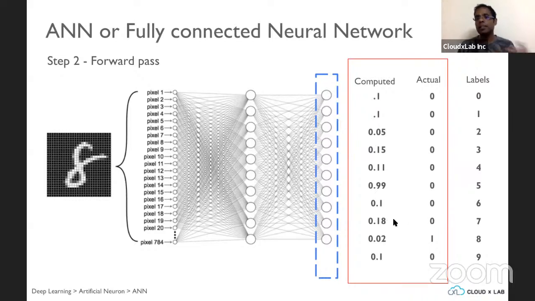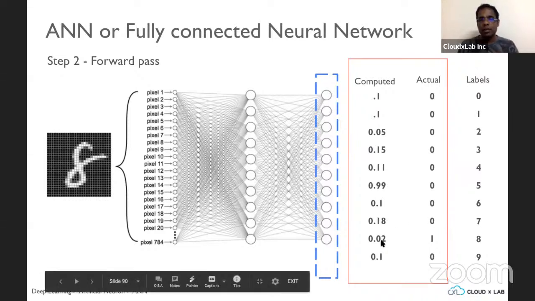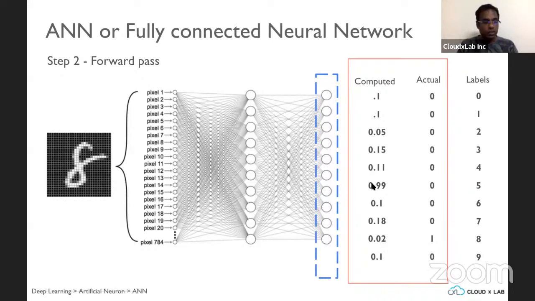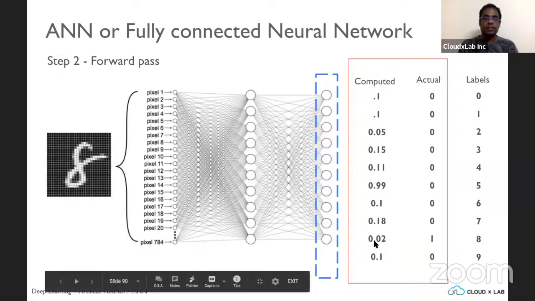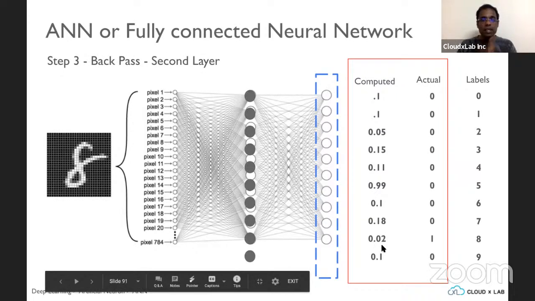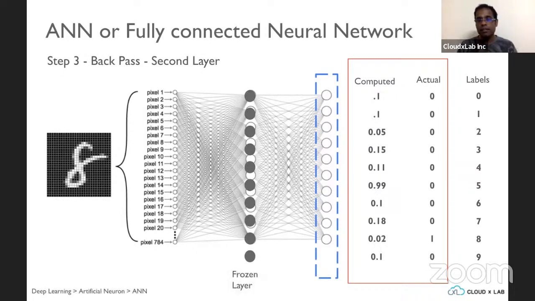So as you can see in this case, the error is really high because the first pass actually showed that 5 is correct, and not 8. Actually 8 had a very low probability. So what is done is that this information is then fed back, kind of incorporated.